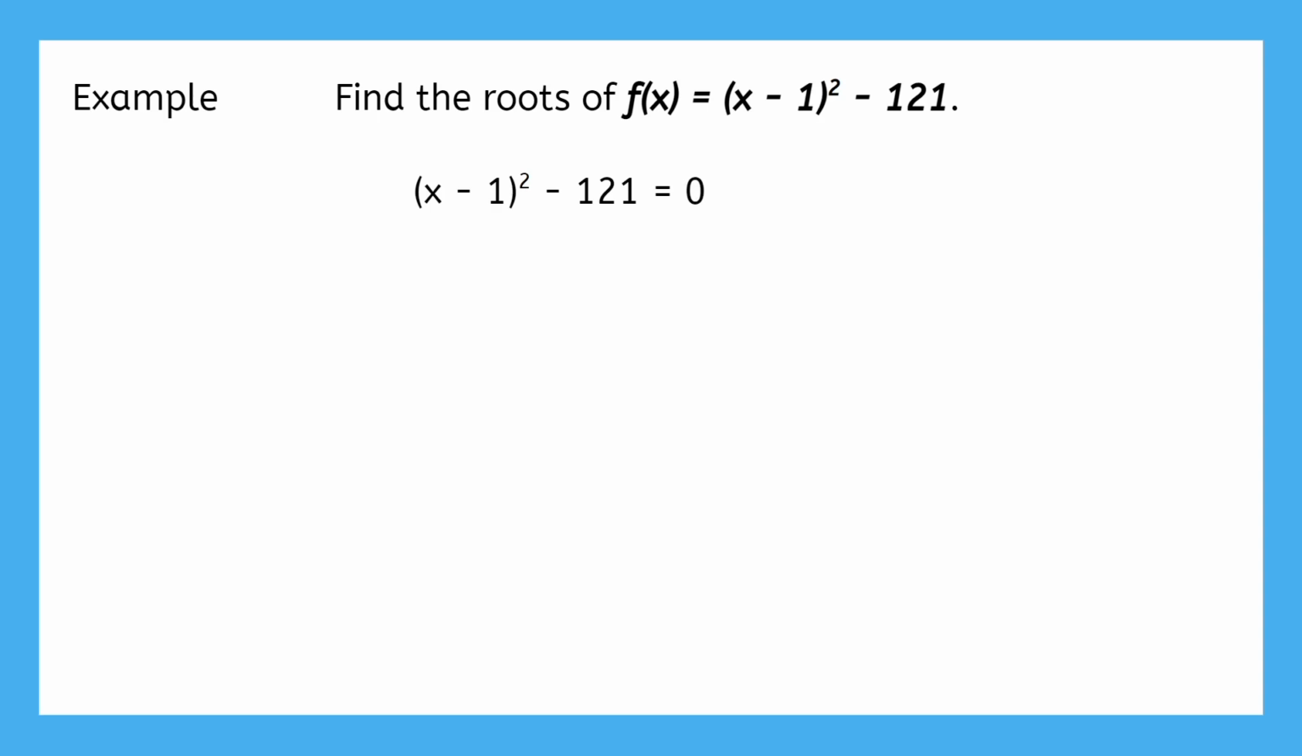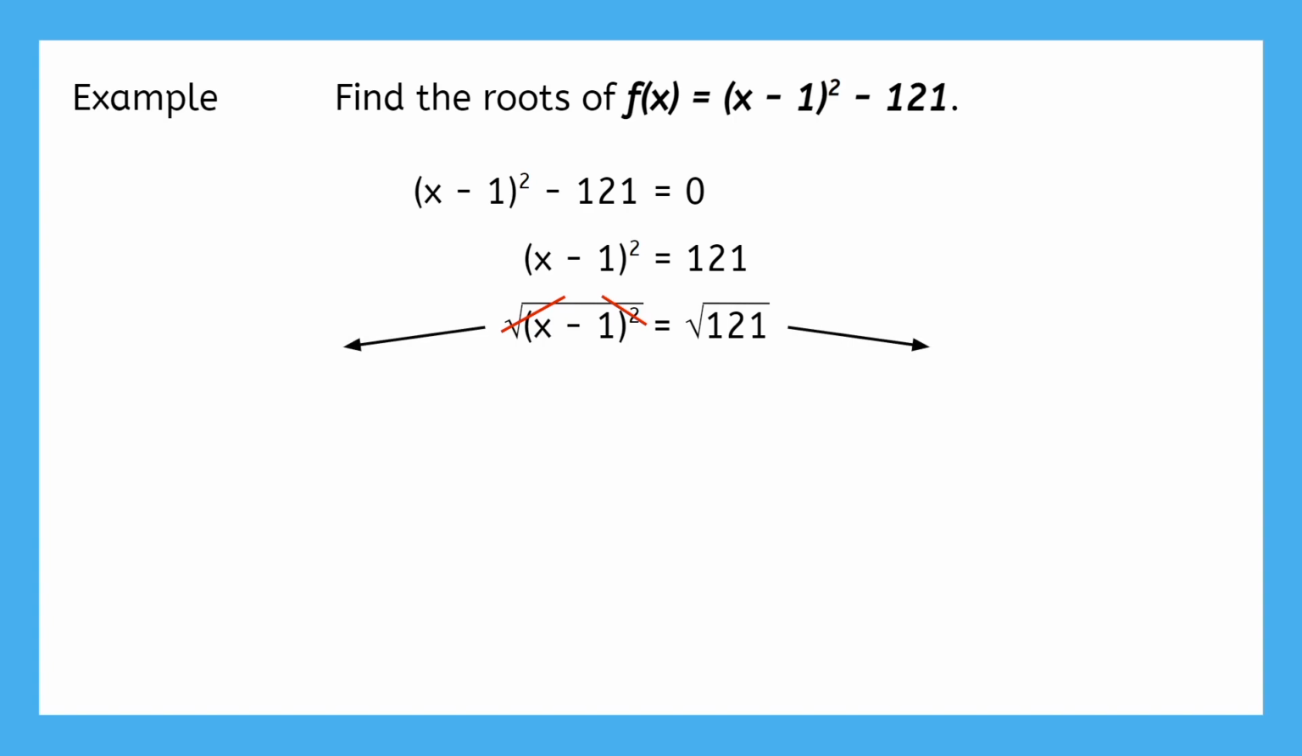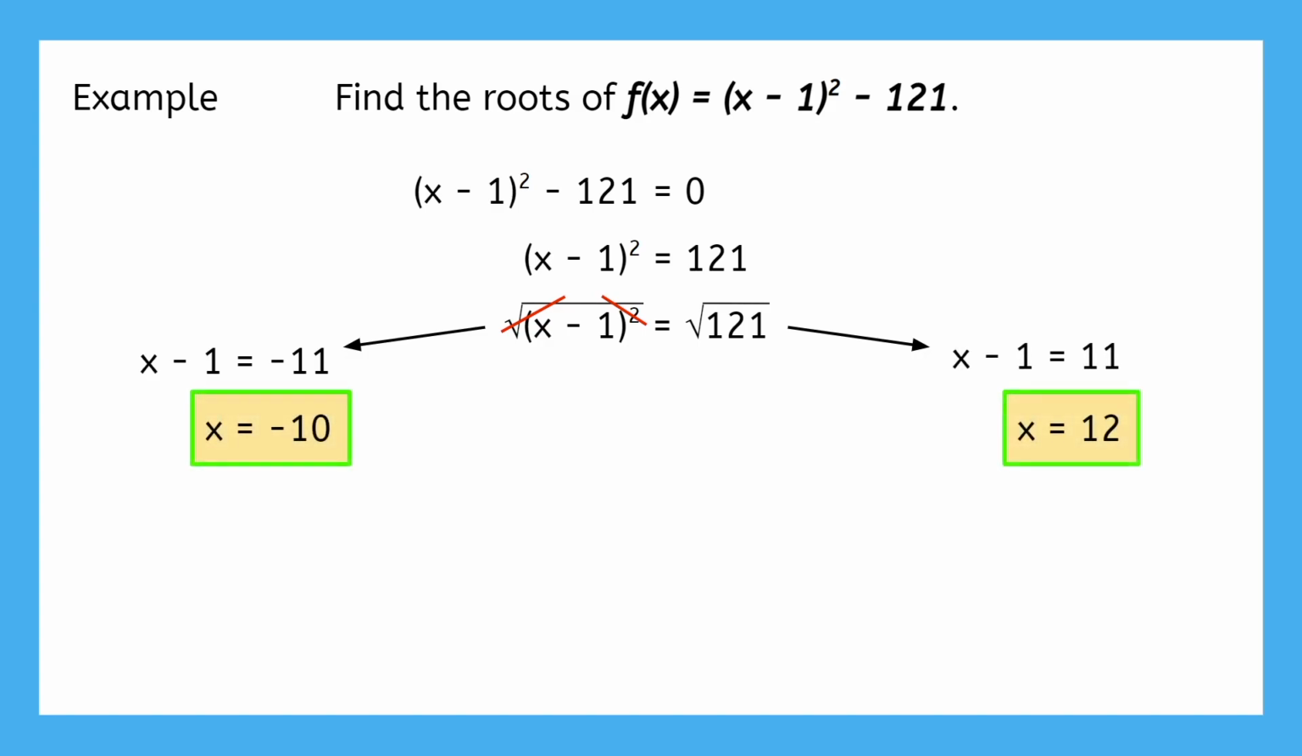To solve this, we add 121 to both sides, take the square root of both sides, which will cancel out the square, and split the equation in two. Either x minus 1 equals negative 11, or it equals positive 11, which means x has to be either negative 10 or 12. Don't take my word for it, though. Check these answers yourself.